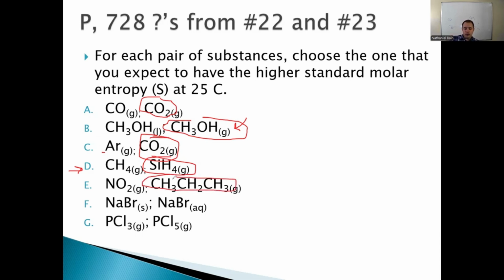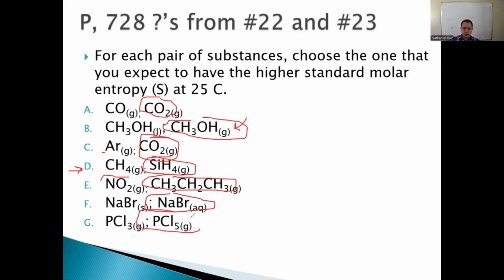Hopefully you picked propane over nitrogen dioxide. Propane, look at all those bonds. Oh my goodness. We got 8 C to H single bonds and 2 C to C single bonds, as opposed to here, where we just have 2 N to O bonds. Way more complexity here. Hopefully you picked the aqueous phase for sodium bromide. That's way more random than the solid phase.